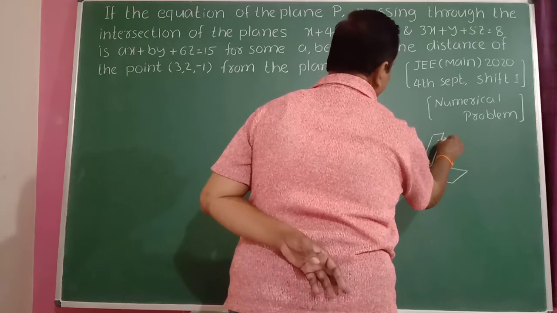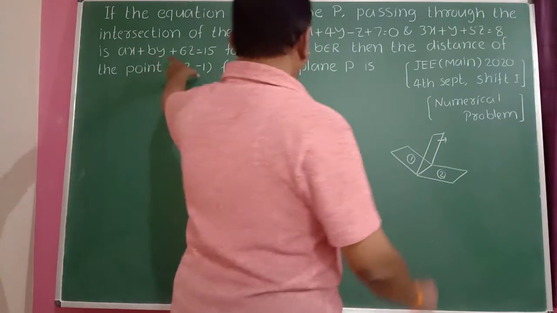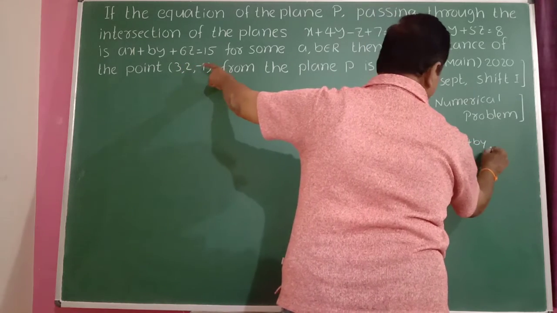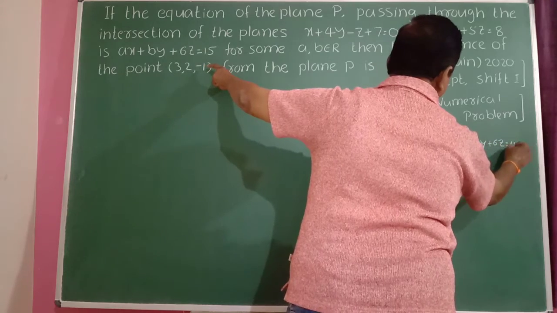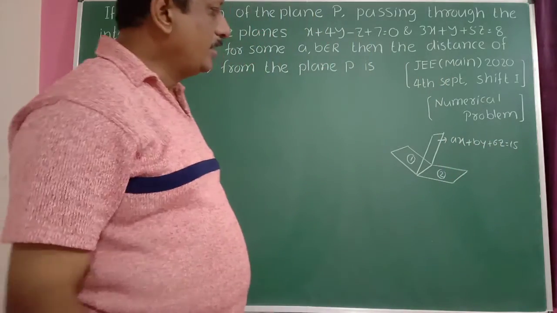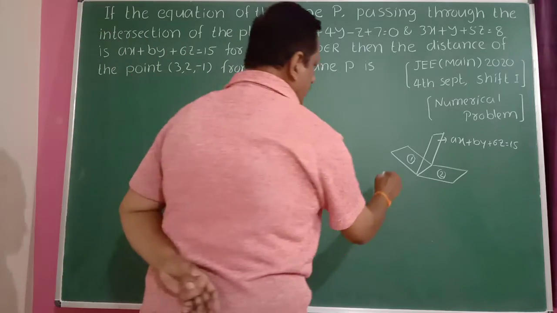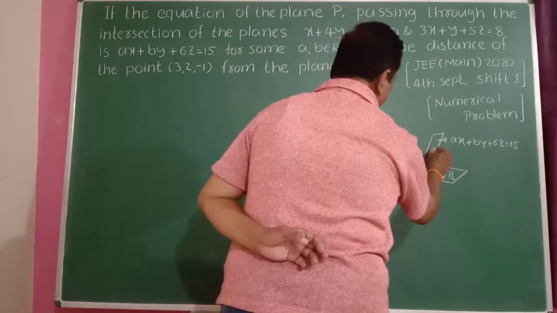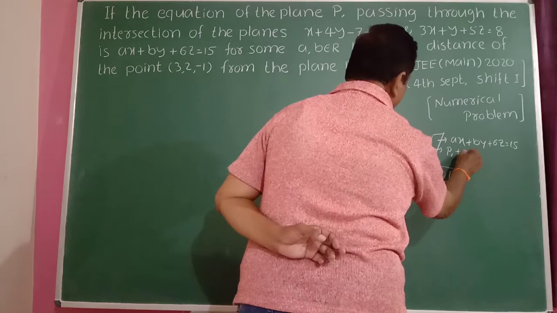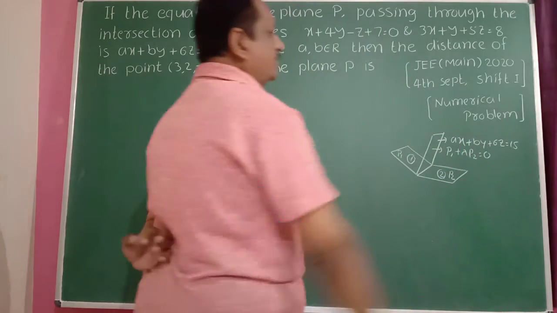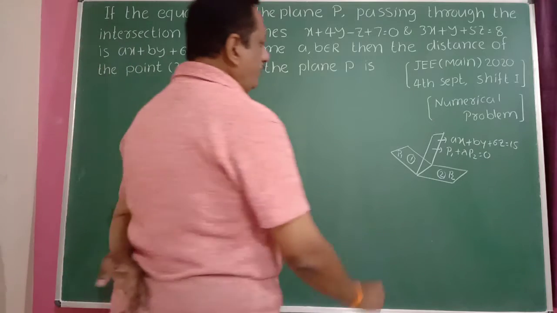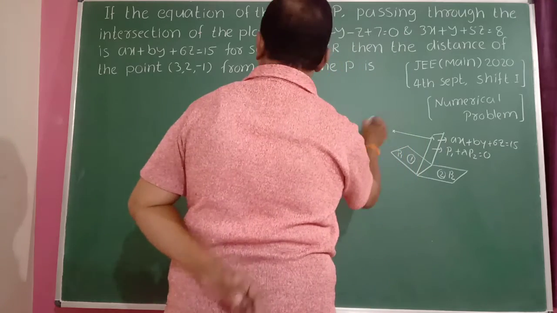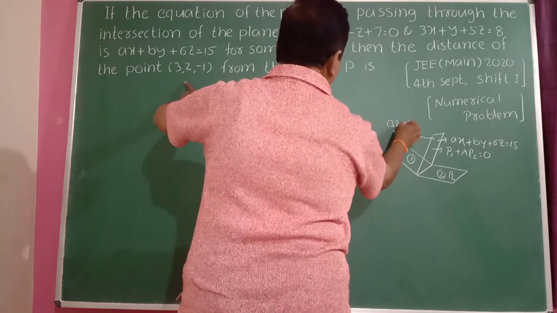Okay. The equation of this plane is already given here: ax plus by plus 6z is equal to 15. And also there is one formula here. Suppose P1 is one plane and P2 is the other plane, and this plane is given by P1 plus lambda into P2 is equal to 0. Then find the distance of the point from this plane. The point is already given: 3, 2, minus 1.